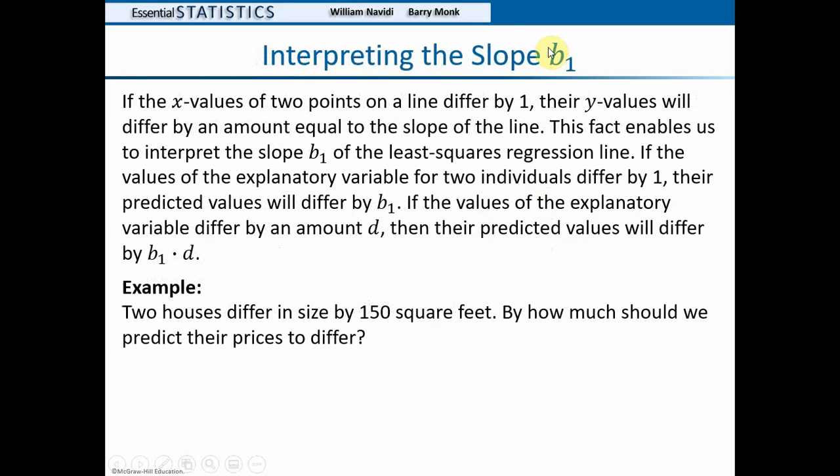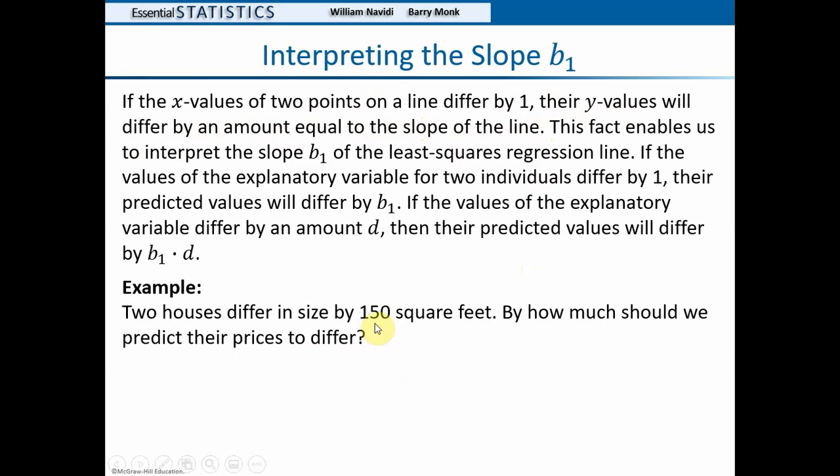The slope B1: if the x values of 2 points on a line differ by 1, their y values would differ by an amount equal to the slope of the line. So basically, if I take an x of 1, that slope represents the y value that changes for each one. Okay.